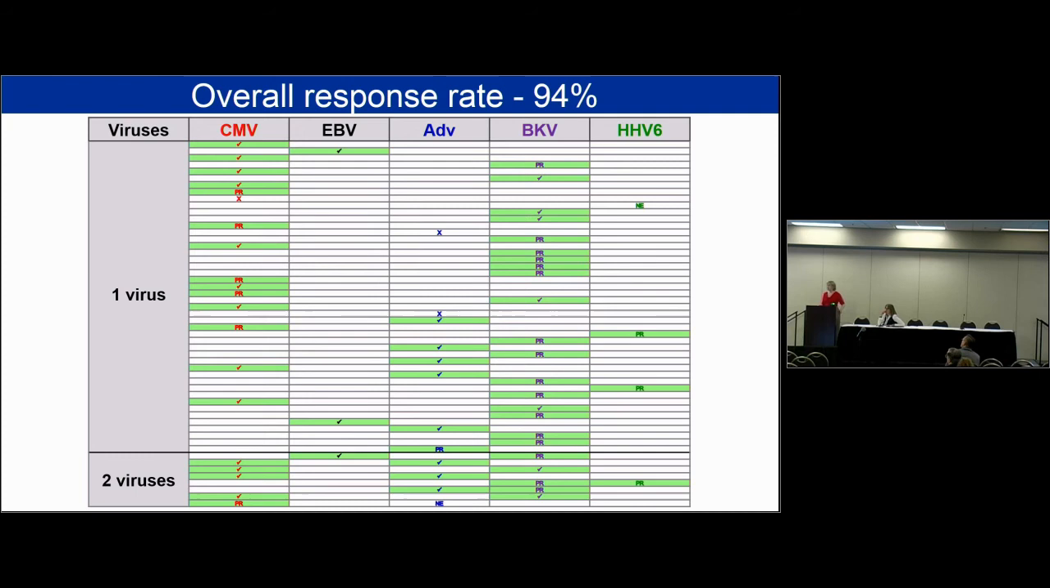So overall, back to this very busy slide I showed you at the beginning of this off-the-shelf therapy, despite the fact that these cells are partially HLA matched, we're really seeing response rates that are absolutely comparable with the studies that we have done using donor-derived cells. So overall, the response rate that we've achieved in this patient population is standing at 94% currently.